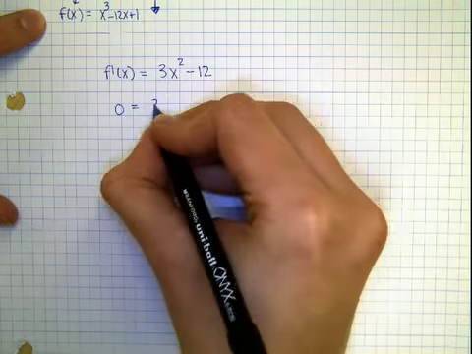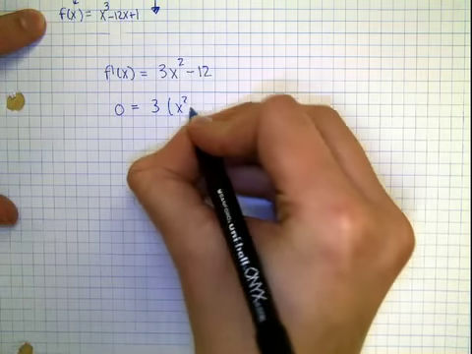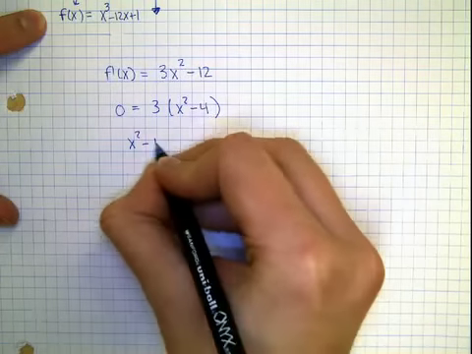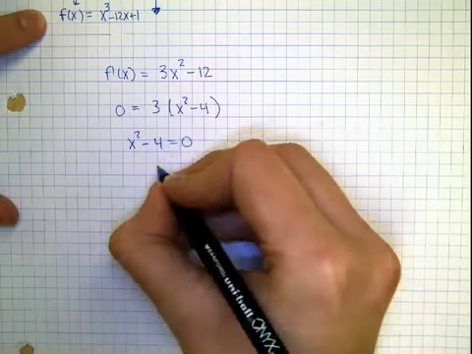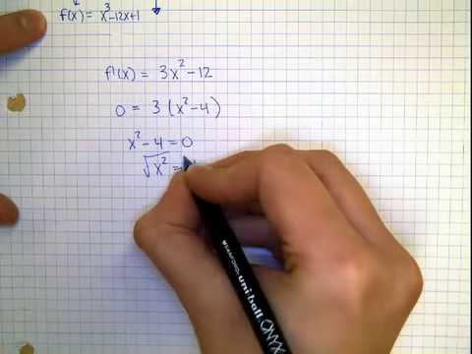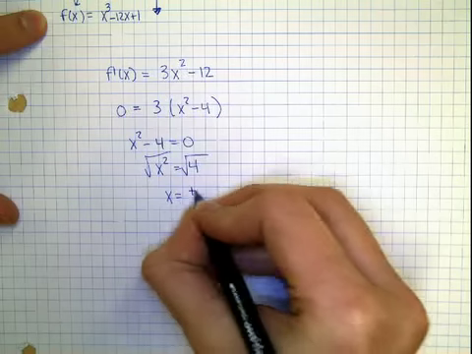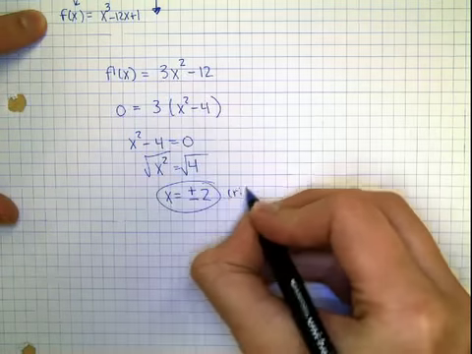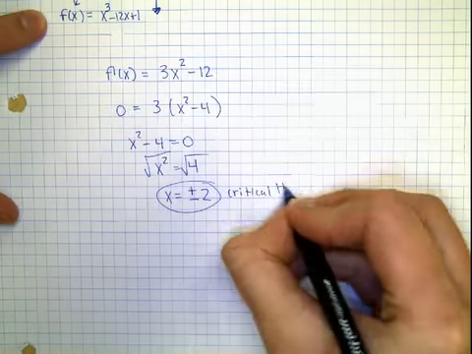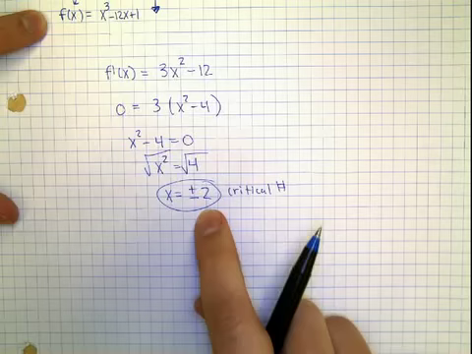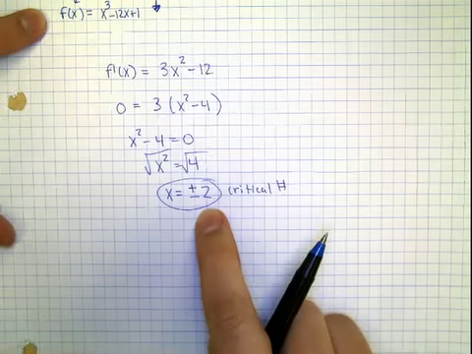So let's factor out a 3 and say x squared minus 4 equals 0. If x squared minus 4 equals 0, and I add the 4 over, x squared equals 4, and I take the square root, I get x equals plus or minus 2. Those are my critical numbers. It means if I was able to see the graph, a max or a min might be occurring at these points.